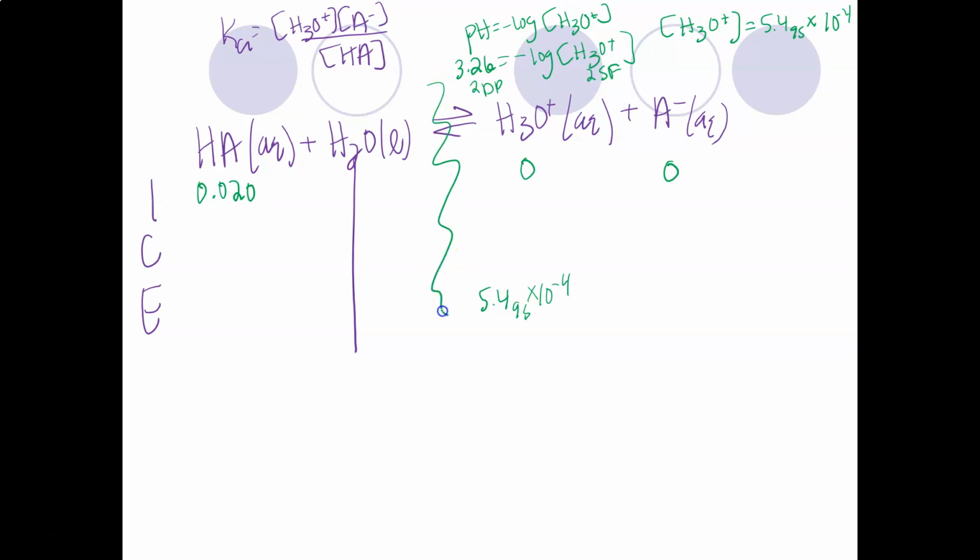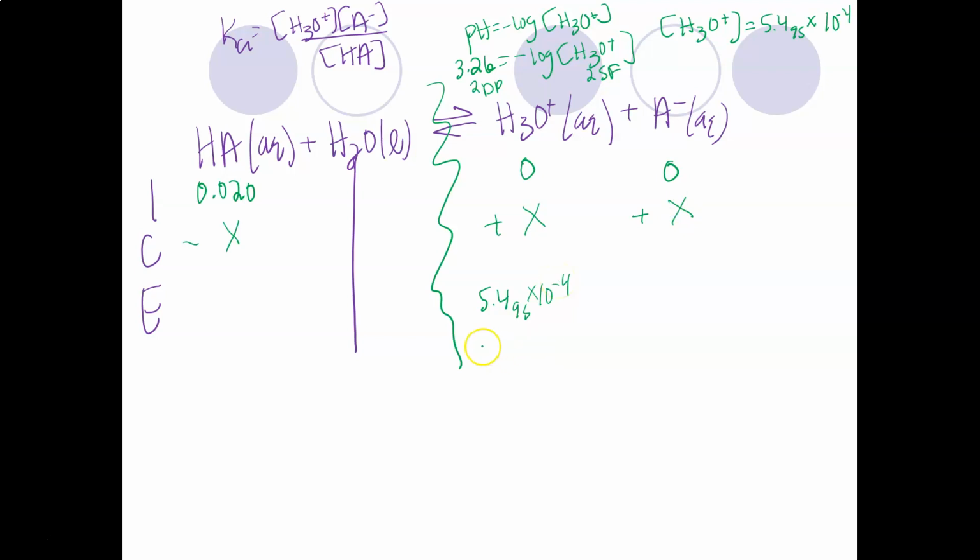So the change row, one side is going to be positive changes and one side is going to be negative changes. Well, this side has to be positive because it starts at 0. This one has to be minus. So X, I have 1 HA, so I have 1 X. I have 1 H3O plus, so I have 1 X. I have 1 A minus, so I have 1 X. So we do have one column that is complete.